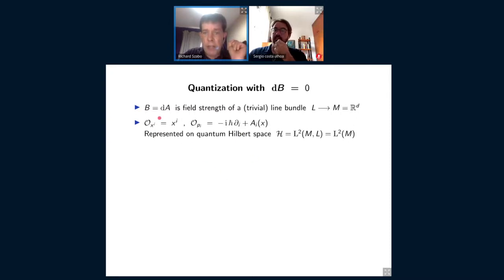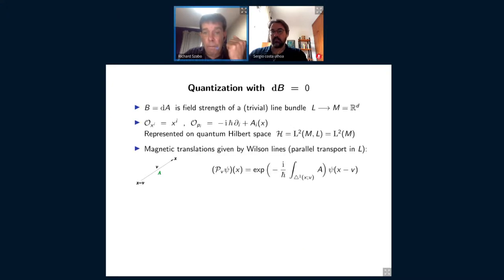I just represent the x's as multiplication by x's, and I represent the p's, these kinematical momenta, by these covariant derivatives with respect to this vector potential A. So they act as derivatives, and this acts on the space of square integrable sections of this trivial bundle, and because it's a trivial bundle, in this case, it's just the same thing as the space of square integrable functions on R^D. So this is how we quantize here.